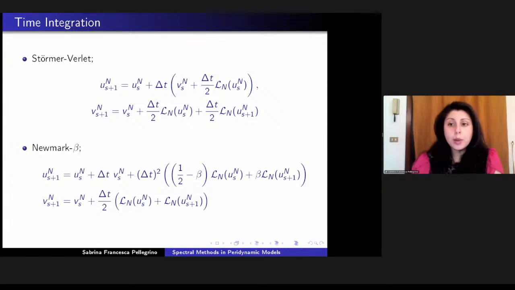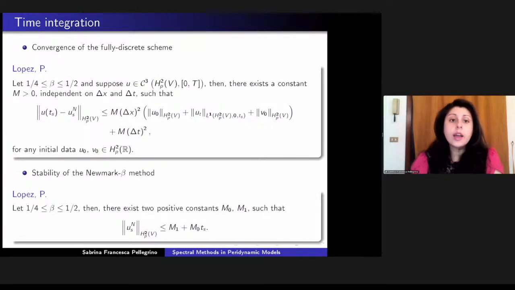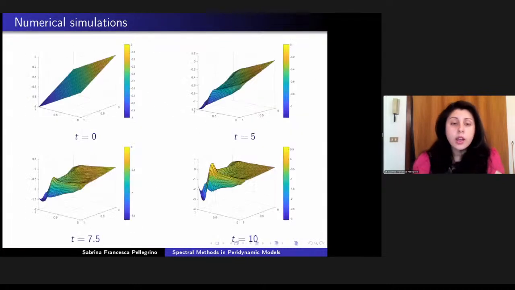suitable when problems become stiff. We prove a convergent result for the fully discrete scheme when we apply the Newmark beta method. And we also prove the stability of the Newmark beta method in the setting of the peridynamics. And now we focus on the simulations.